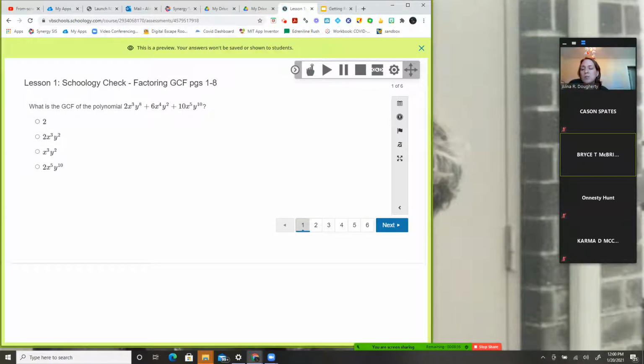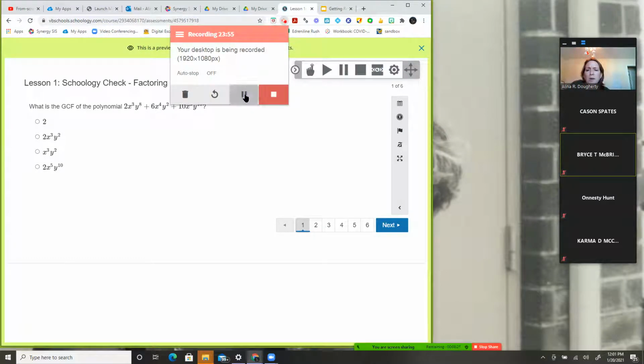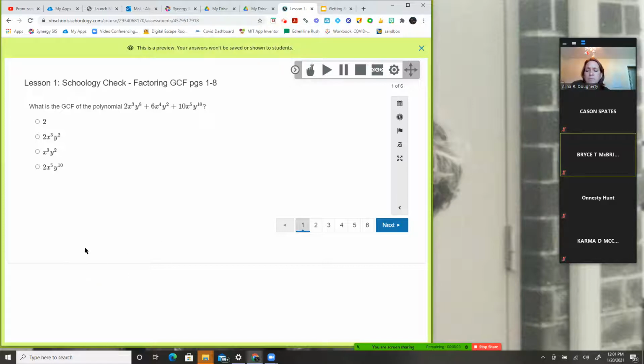What can I divide 2, 6, and 10 all by? 2. Yeah, absolutely. Okay, so I definitely can eliminate this answer choice because I know I need a 2 in it. So then look at the x's. I've got x to the 3rd power, x to the 4th power, and x to the 5th power. What's the smallest exponent you see for the x's?